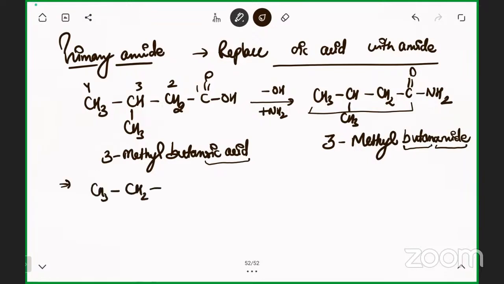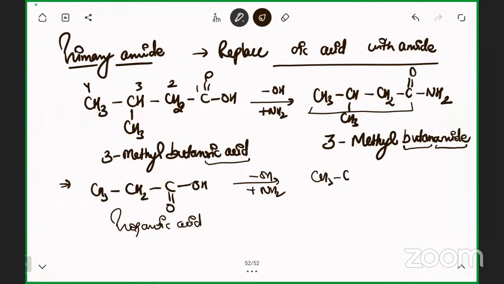CH3, CH2, C double bond O, single bond NH2. Now do the naming. Okay, I'm making it easier. The acid name is propanoic acid. I'm removing OH, adding NH2, and the compound will be CH3, CH2, C double bond O single bond NH2. Now tell me the name. Propanamide. Very good. The name is propanamide.